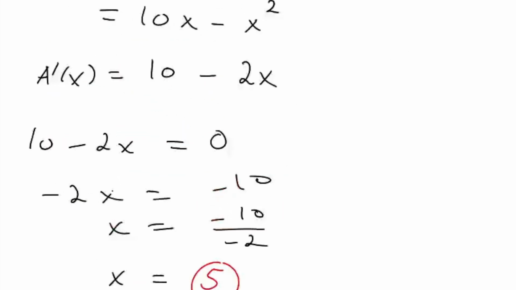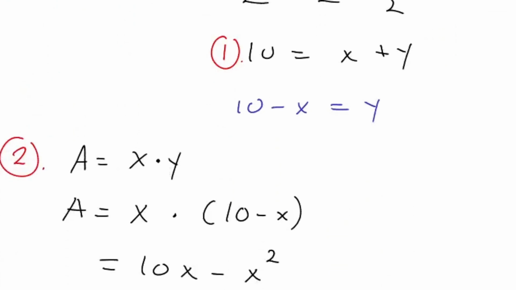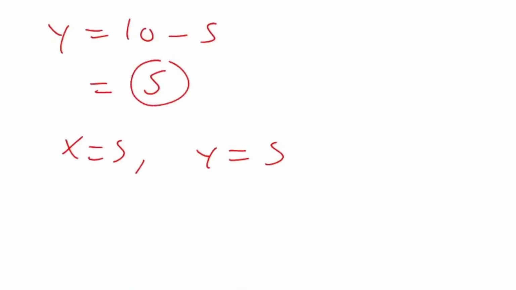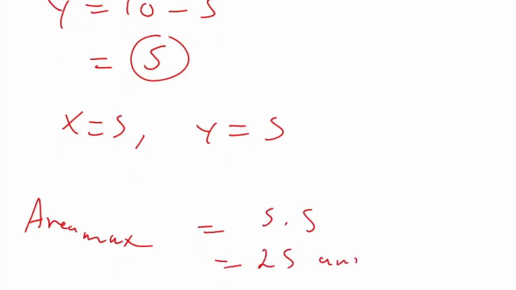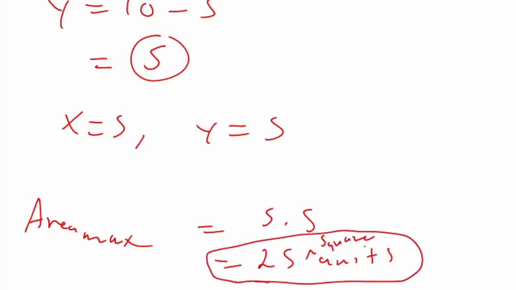And now, to get the dimensions of the rectangle with maximized area, the max area is going to be equal to 5 times 5, which is equal to 25 square units. So we found our dimensions, and we found our maximum area.